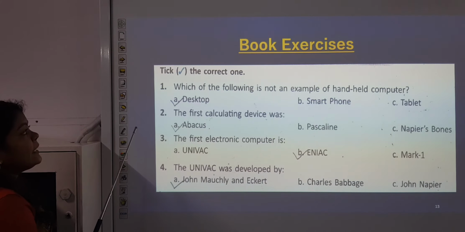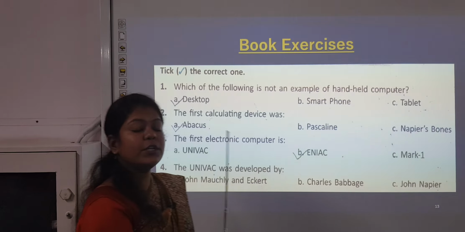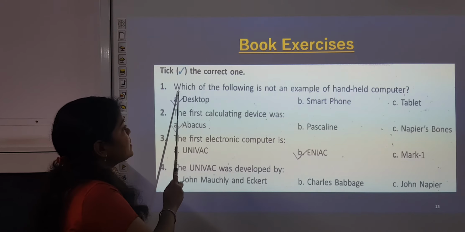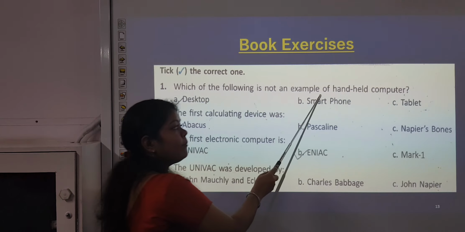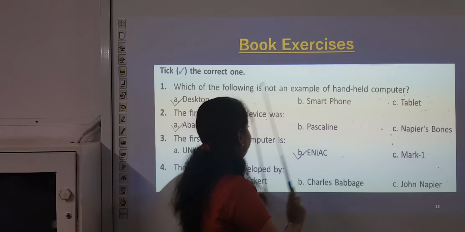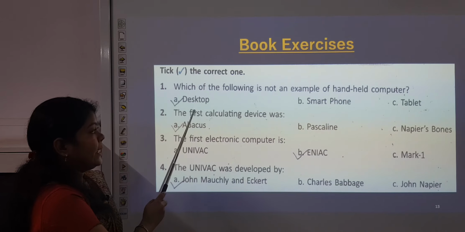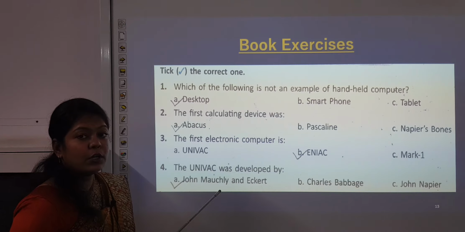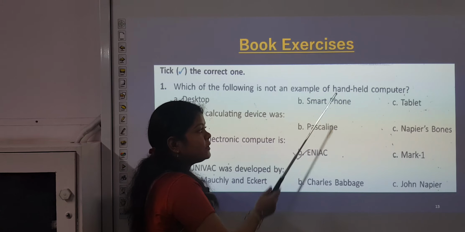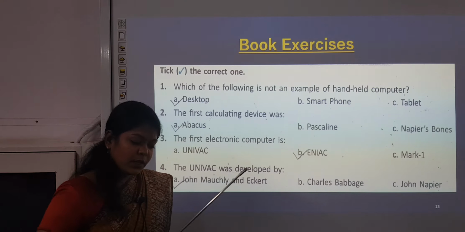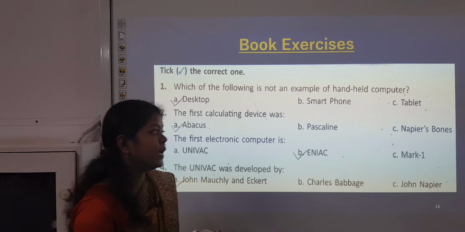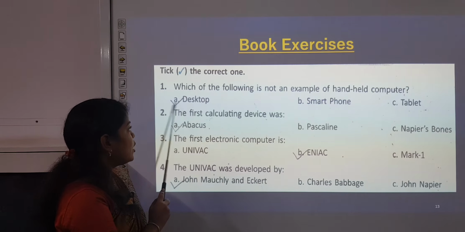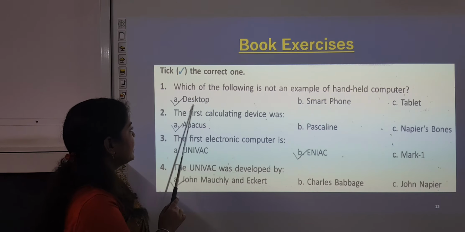Next we have pick the correct one. In this question you have to choose the correct option. Our first question is which of the following is not an example of a handheld computer? Options are desktop. Desktop is not a handheld computer because you can't hold the desktop in your hand. Next we have smartphone. Smartphone is a handheld computer. You can hold your smartphone in your hand. Tablet is also a handheld computer. So, your correct option is desktop. So, take the mark here.